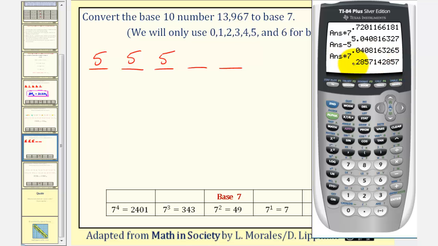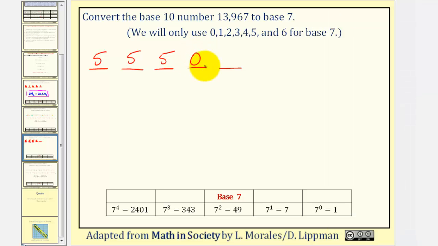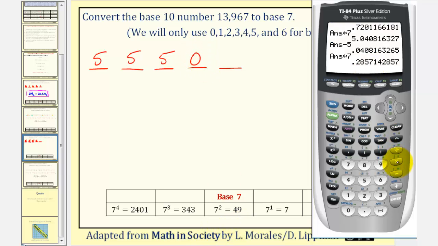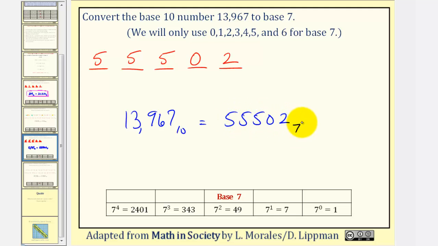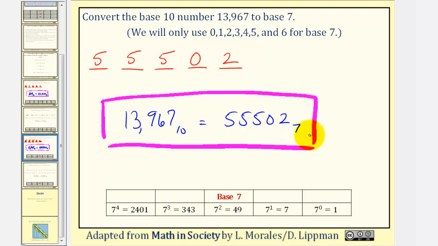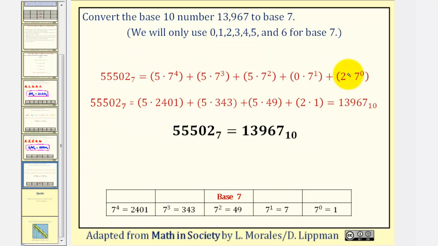Notice here there's no whole number part, and therefore the next digit would be 0. And we multiply by 7 again. This should be the last digit, so this product should be a whole number, which it is. Our last digit is 2. So we have found that 13,967 base 10 is equal to 55502 base 7. And again, just to check this, let's go ahead and expand 55502 in base 7, which I've already done here just to verify that our answer is correct.